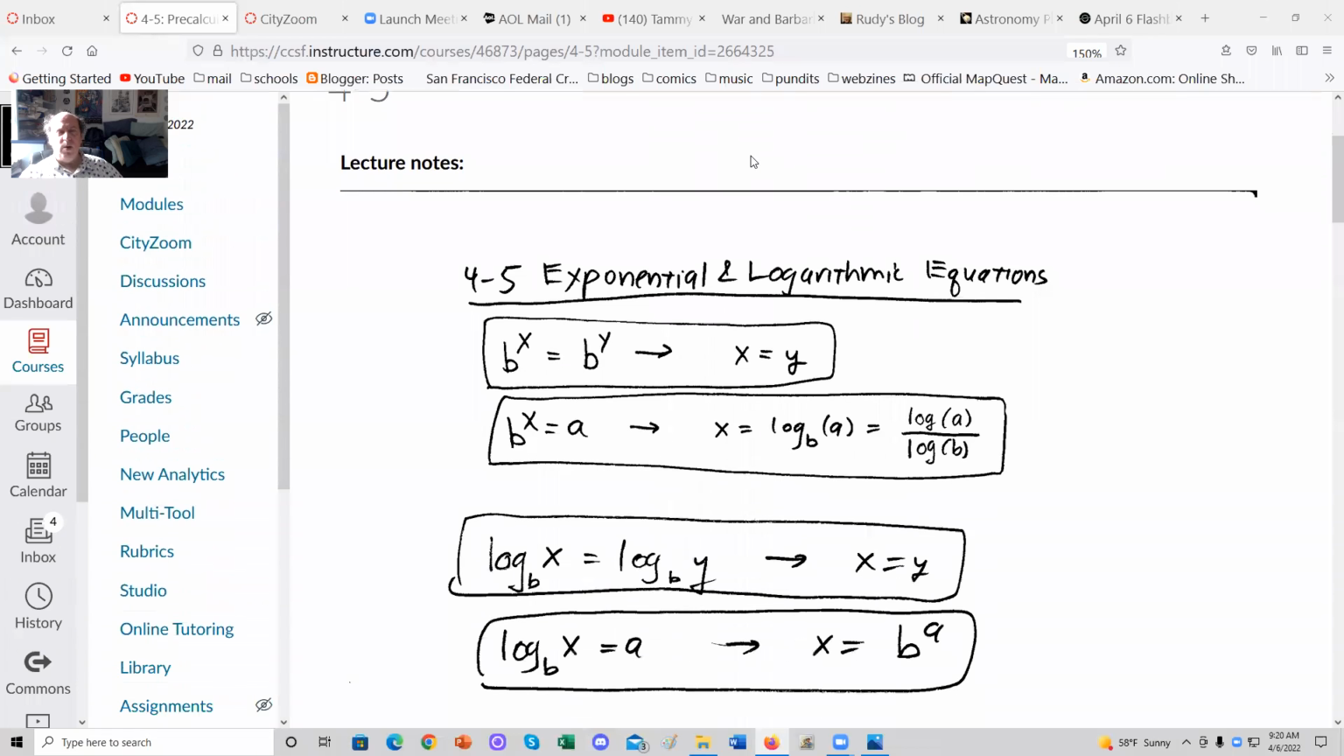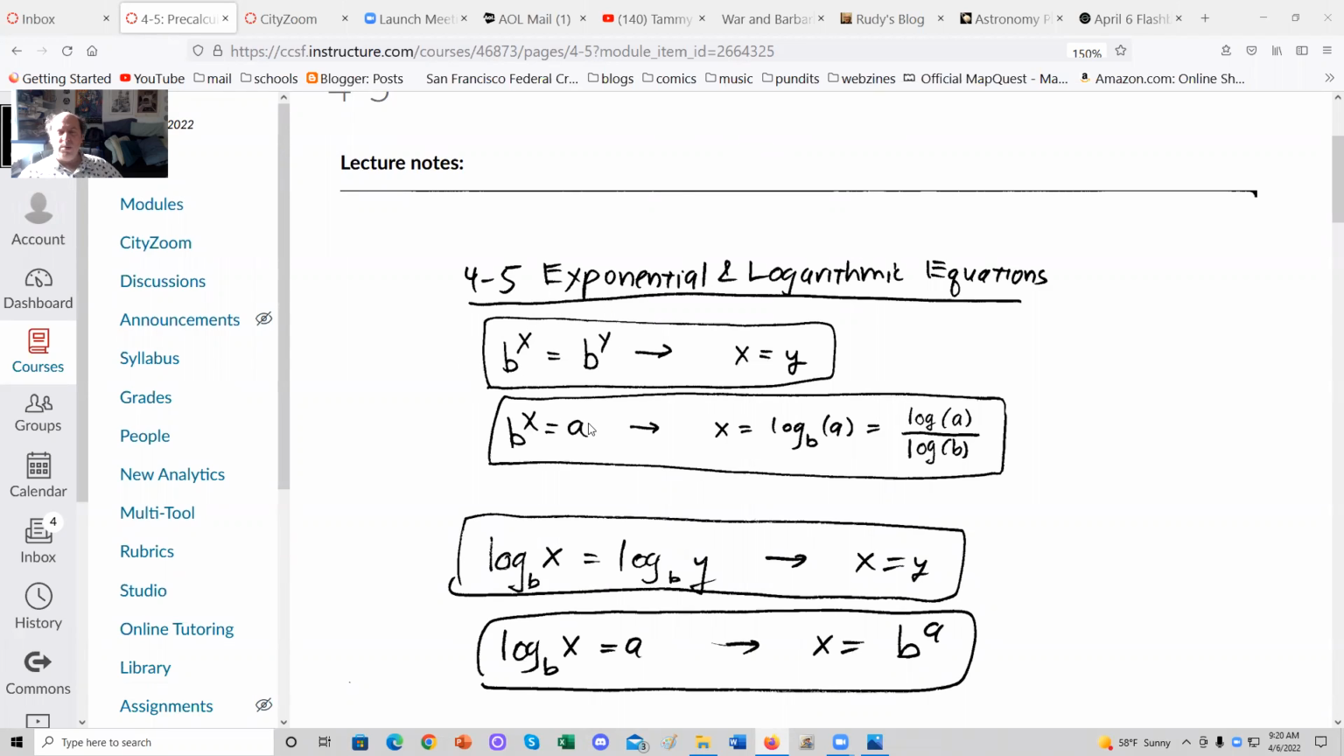Here we go. Now I'll use those rules to solve equations with exponentials and logarithms. If b to the x equals b to the y, then you take log base b of both sides and get x equals y. So exponentials are equal when their powers are equal.